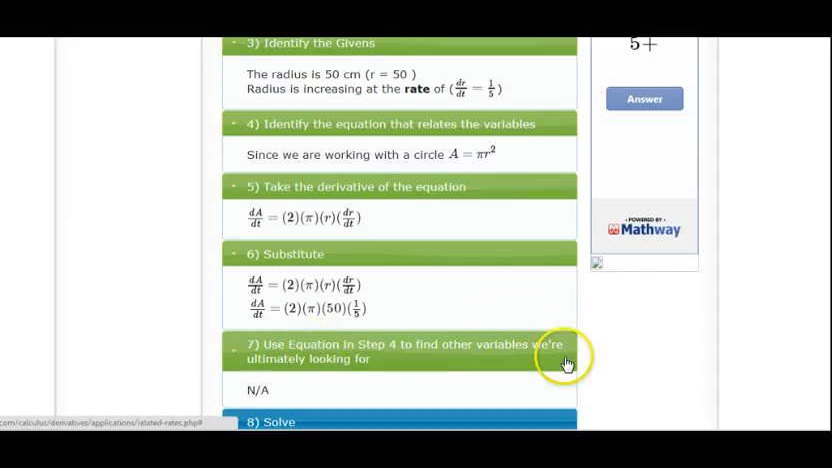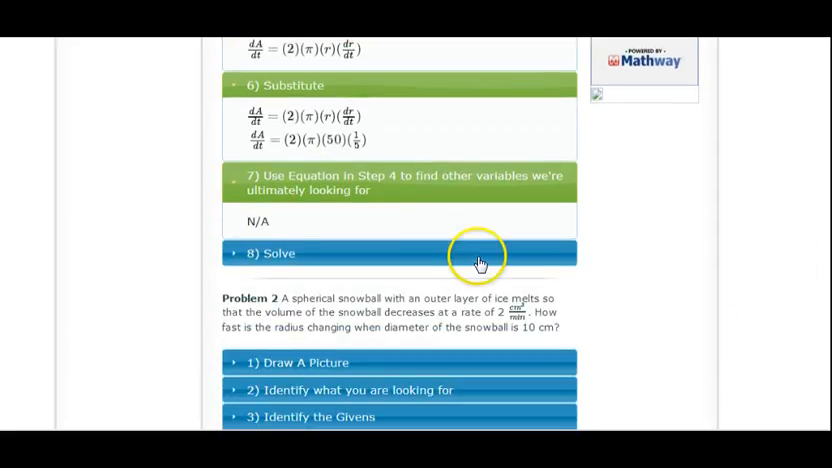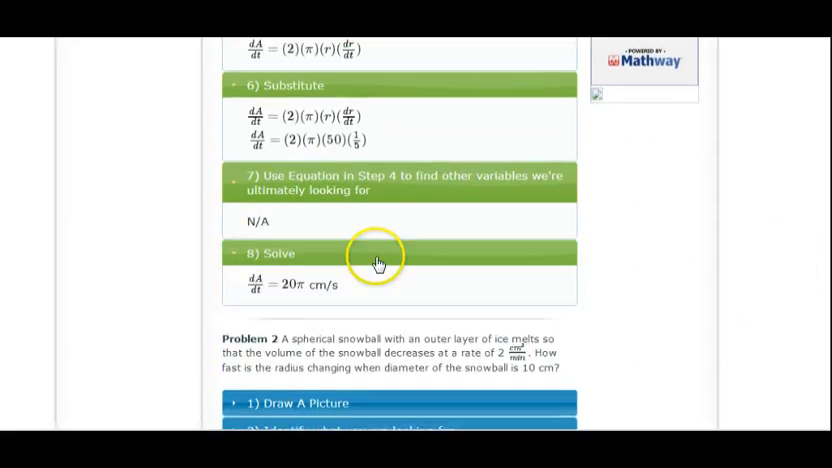Sometimes you have to find other variables, but in this case that doesn't apply. You'll solve, and so when you do 2 times pi times 50 times 1/5, you get 20 pi. This is a rate of change for the area, and I believe they have the units wrong on this. The area should be changing at a rate of 20 pi centimeters squared per second. So I believe they are missing a unit of squared centimeters here in this case.